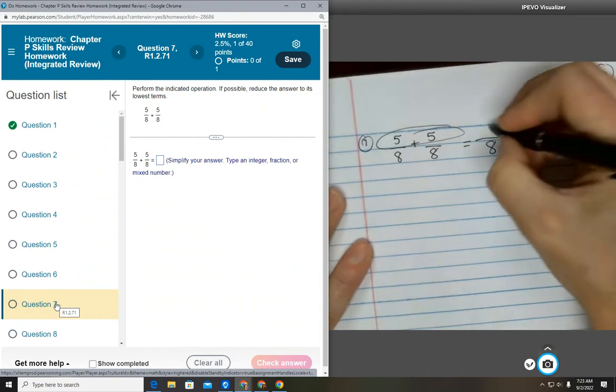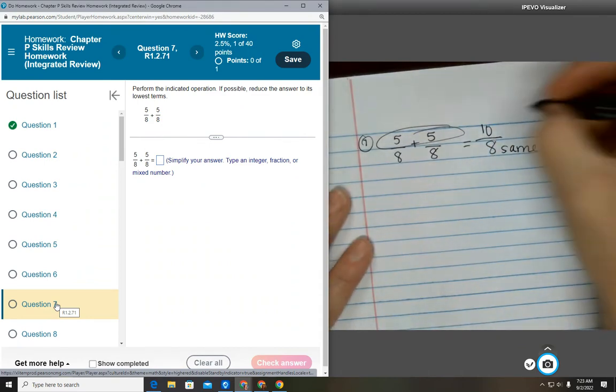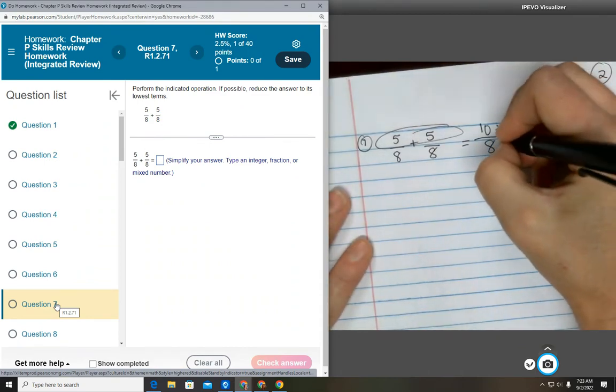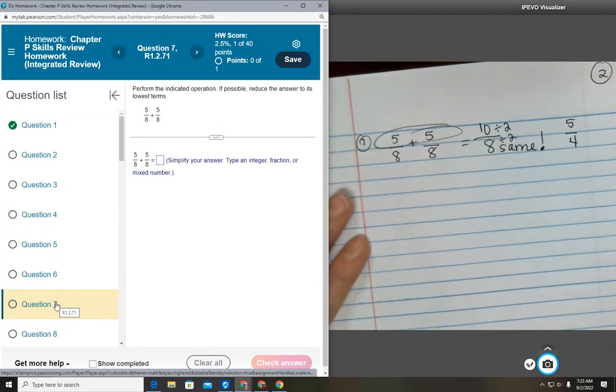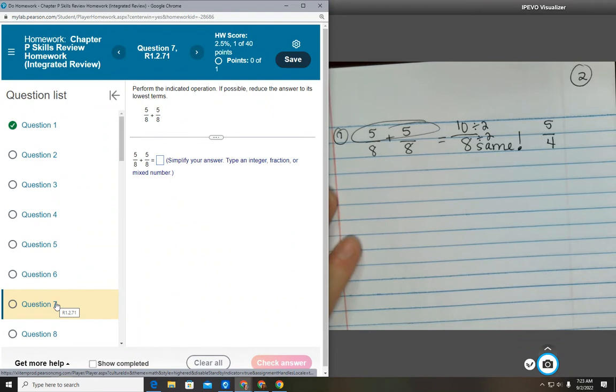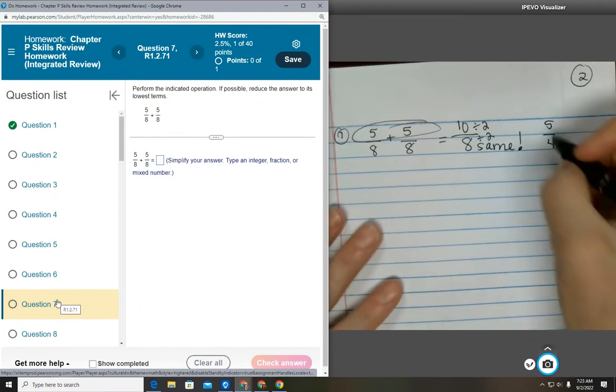So I would add 5 plus 5 to get 10. Then I would need to reduce it. So I know these are both evens. So it's 5 over 4. And then we could write it as a mixed number. Great thing, our calculator can do this for us.